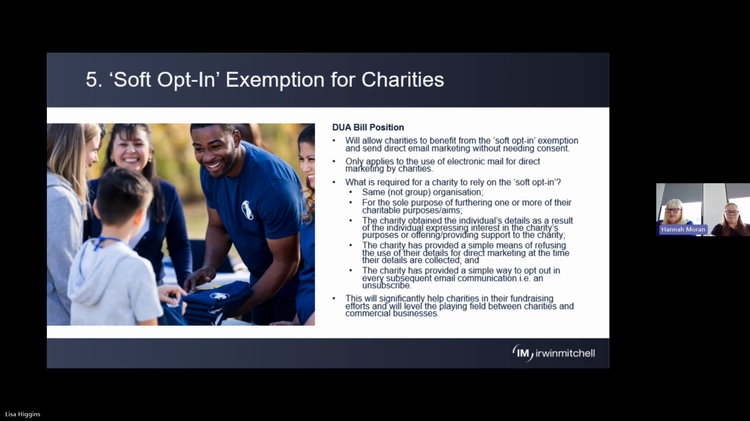I suspect that will be the same. So I think it will be of use for charities, but I suspect the same approach will apply as for commercial businesses, and it will only be going forward, so that the database that's already in place on a consent basis will have to be used on the consent basis, and it will be new people they engage with that will be on the basis of the soft opt-in. But hopefully it will be of assistance to charities, and I think the level playing field is to be welcomed, because I think it has been very difficult to understand why commercial organisations get the benefit of the opt-out approach and charities haven't to date.